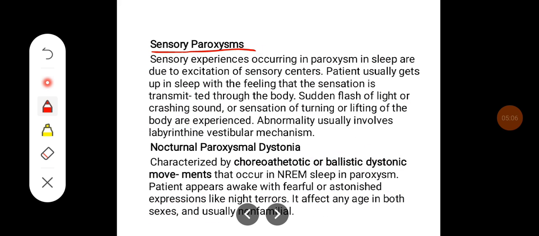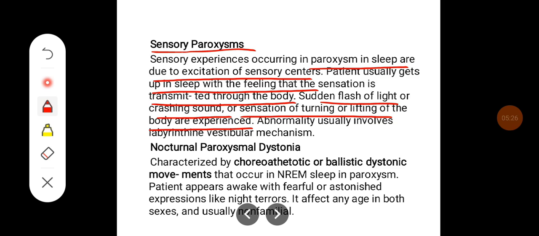Sensory paroxysms. Sensory experiences that occur in paroxysm in sleep are due to the excitation of sensory centers. The patient usually gets up in sleep with the feeling that the sensation is transmitted through the body. Sudden flash of light or crashing sound, or sensation of burning or lifting of the body, are experienced. Abnormality usually involves the labyrinthine vestibular mechanism.